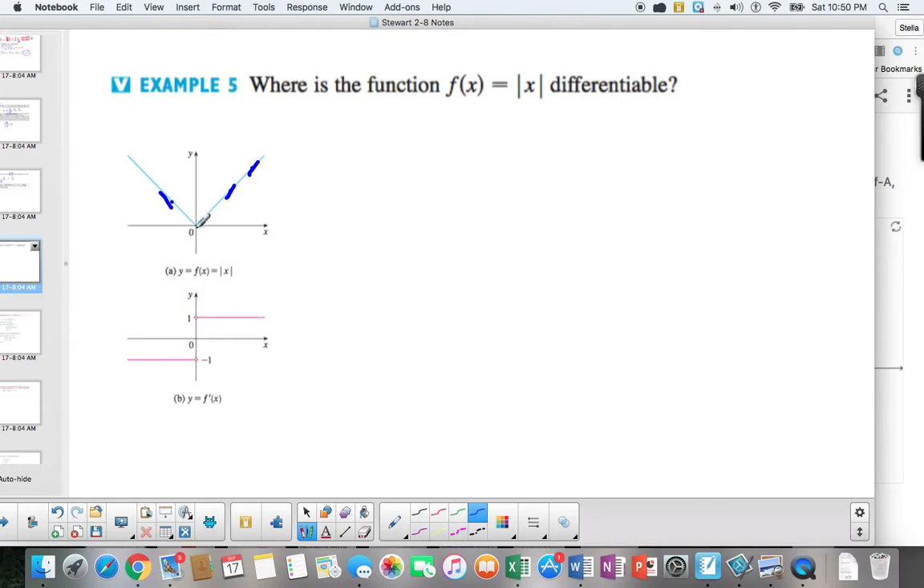But right here at 0, I can't get a derivative because I will not be able to evaluate here at 0. You can see there's this discontinuity going on right here. So where is a function differentiable? It's differentiable everywhere except for 0. So negative infinity to 0 and 0 to infinity, but not at 0. At 0, we don't have that.